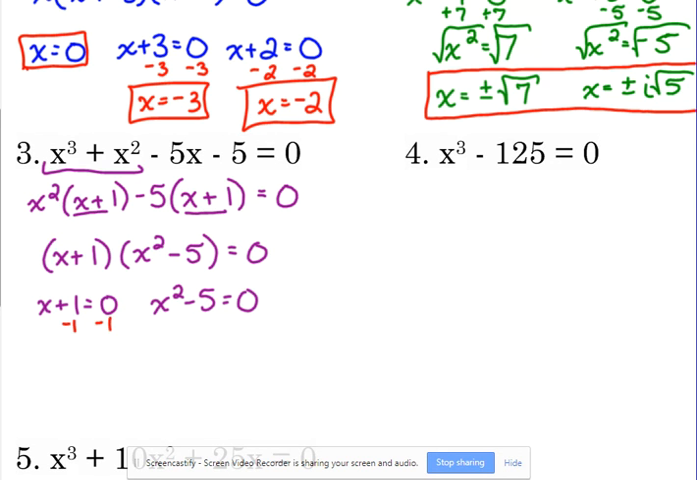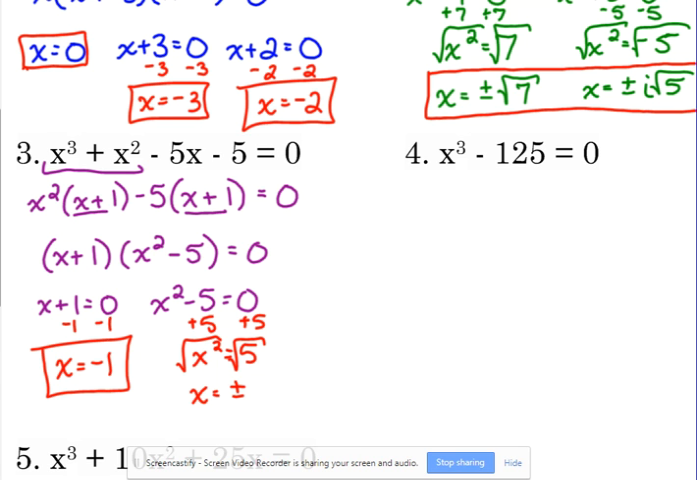So the first one, we subtract 1 from both sides. We get x equals negative 1. The second one, we add 5, so we get x squared equals 5. Square root it, x equals plus or minus square root of 5. Okay. This polynomial was a cubic. You name it by the degree first, and then the number of terms. So this is a cubic 4-term polynomial. We don't have a fancy name for 4 terms. We just call it 4 terms.